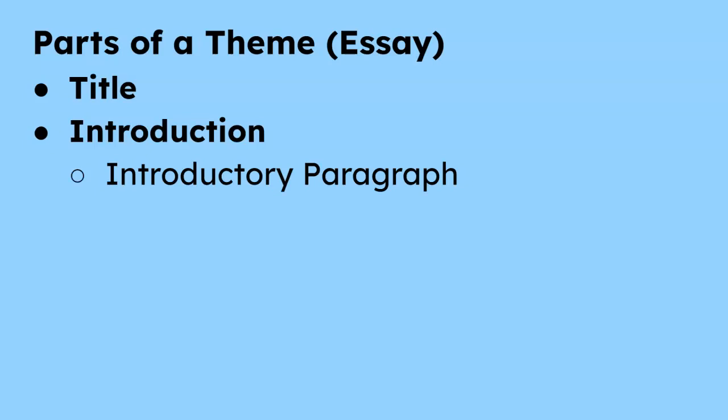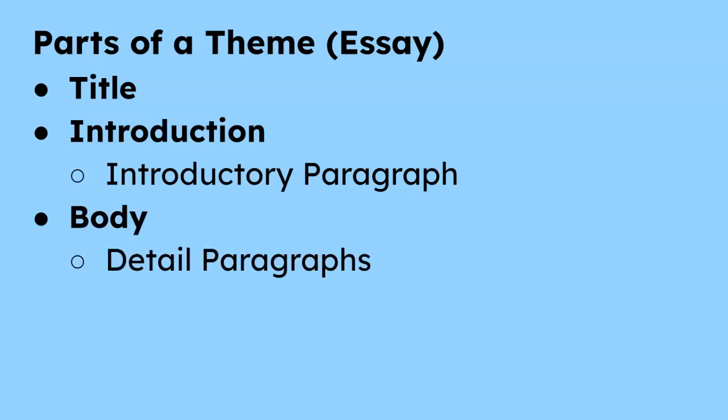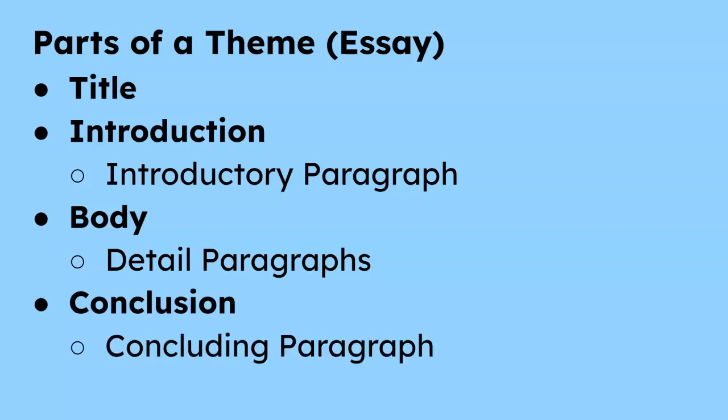So in the last lesson, we discussed the parts of a theme, and we talked about how a theme is like a tower. So let's quickly review the major parts of a theme. We have a title, an introduction, which is covered in an introductory paragraph, body, which uses detail paragraphs, and a conclusion, which uses concluding paragraphs.